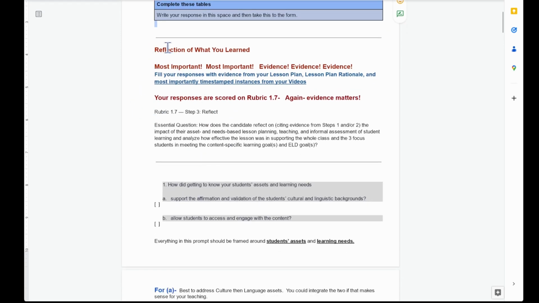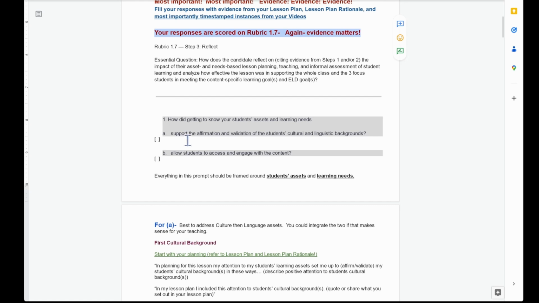So here's an example. This is reflection on what you learned, and then my highlighting's very clear here, evidence, evidence, evidence. Especially for the last 2 rubrics, 1.7 and 1.8, you want to be reflecting through your lesson plans, your lesson plan rationale, and most importantly, time-stamped instances from your videos. Okay, and this particular one maps straight onto 1.7, so you want to do well. So you will see here, the rubric's essential question is, how does the candidate reflect on, citing evidence from steps 1 or 2, the impact of assets, needs-based planning, teaching, and formal assessment of student learning, and analyze how effective the lesson was in supporting the whole class and the 3 focus students. So this gives you a frame for what this is about.